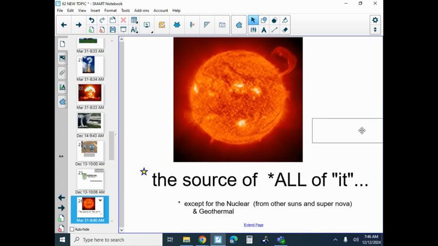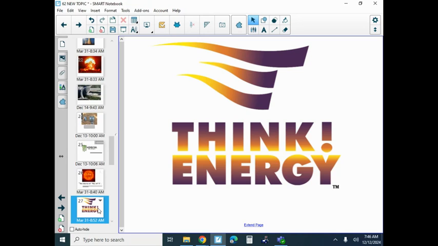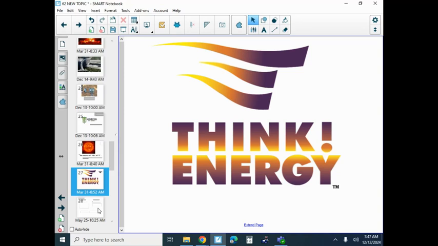The source of all of it on Earth, at least, except for nuclear and geothermal, I suppose, is the sun. So you could say even fossil fuels are from the sun, right? Because it's from plants and organic material that absorbed energy from the sun a long time ago. And so energy is what we're trying to get you to think about here, right?